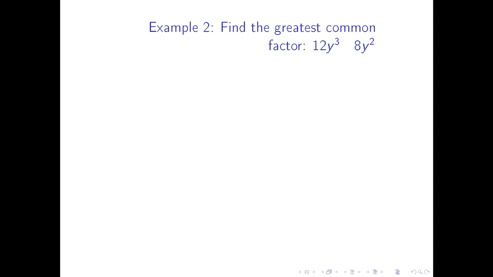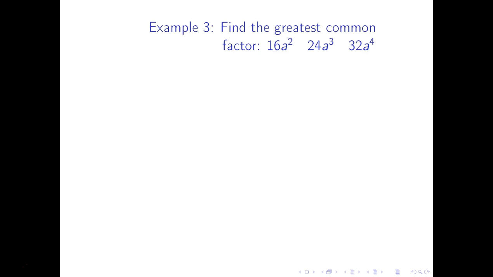Let's try it again here. I want you to pause the video and find the greatest common factor. All right, now that you've done that, hopefully you start with numbers. 12 and 8, the greatest common factor of those two numbers is 4. And y cubed and y squared. So 4y squared is my greatest common factor. So we've now done this for 2. Can we do it for 3? Pause the video and find the greatest common factor.